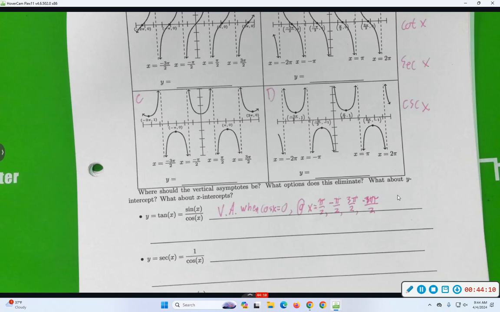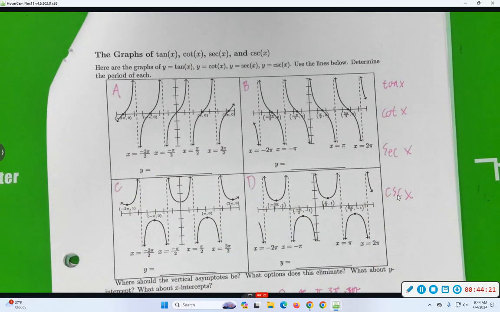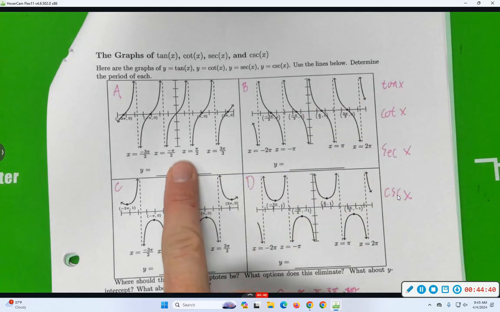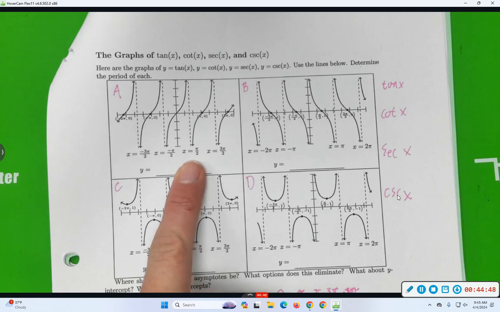It's a periodic function. So tangent has a vertical asymptote at those inputs. Which of these graphs given has a vertical asymptote at those inputs? Let's go through one at a time. Does A have a vertical asymptote at pi over 2? 3 pi over 2? Negative pi over 2? Negative 3 pi over 2?